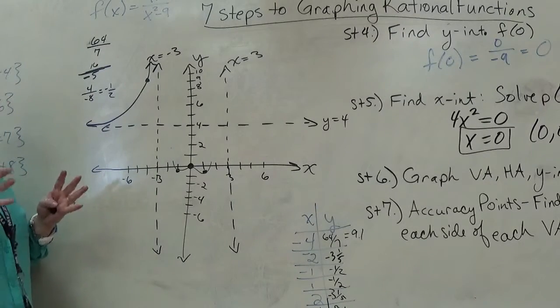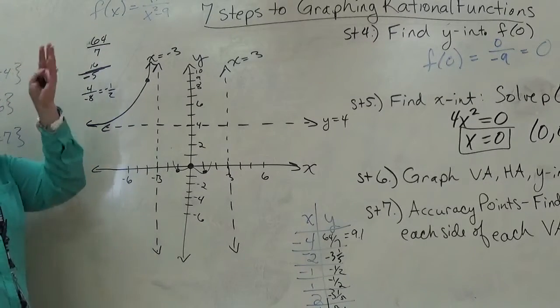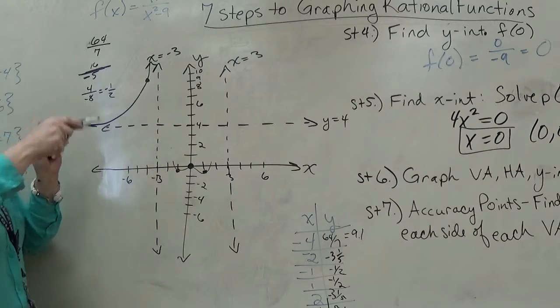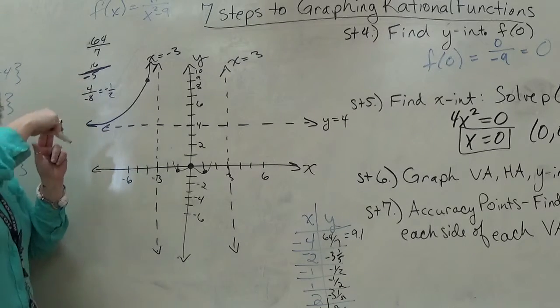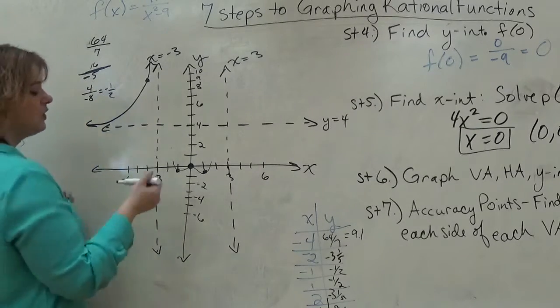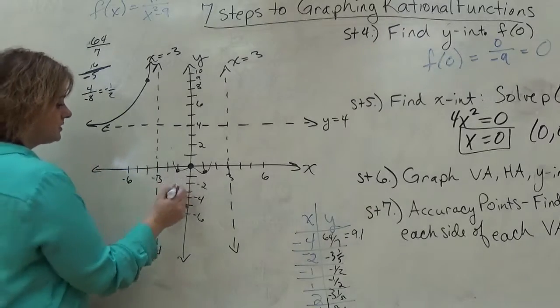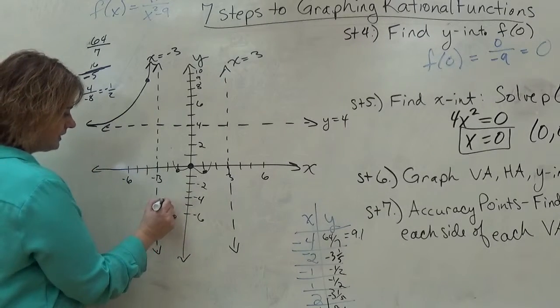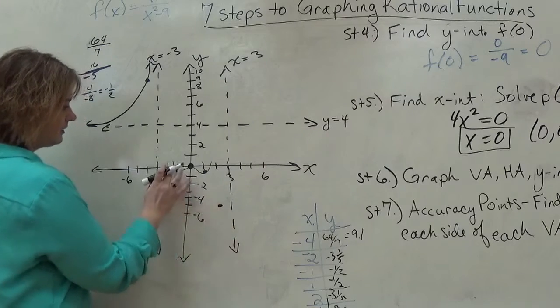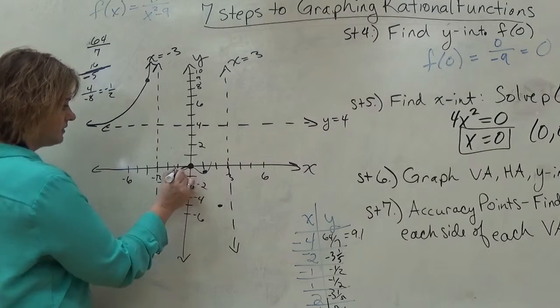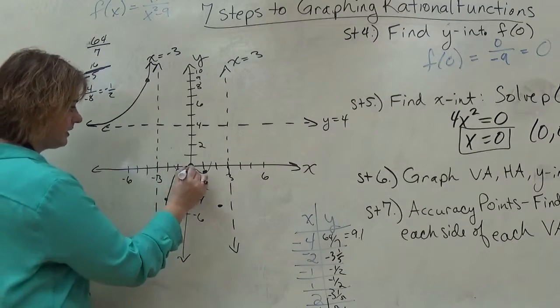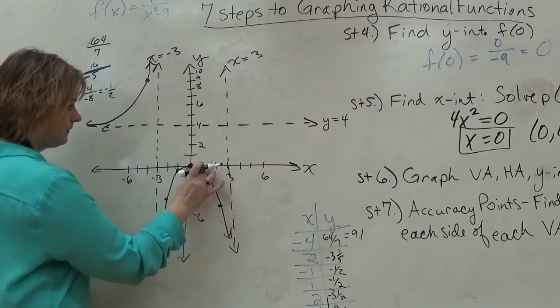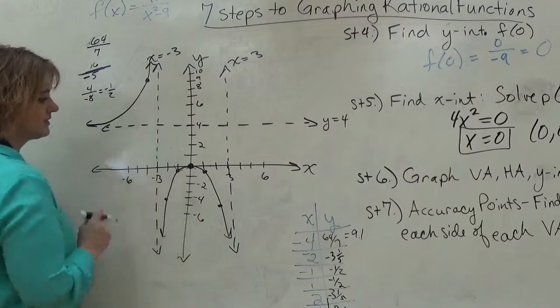Keep that in mind, because you shouldn't be shooting through a horizontal asymptote. You might bounce off of it, you might kind of oscillate by it, but you're approaching it, you're not going through it. So these should be down here. There we go. That's better. So now it's like a parabola in the middle. And that makes a lot more sense.